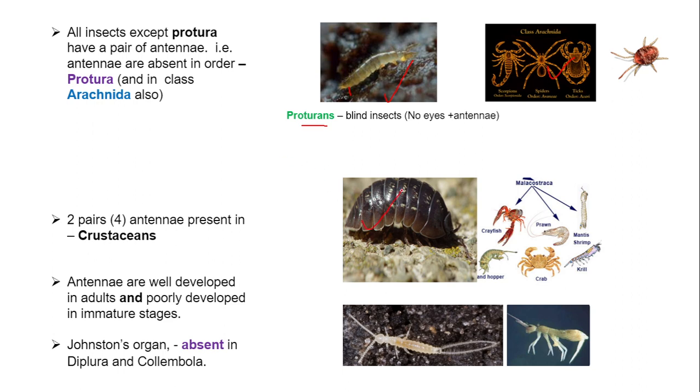Two pairs of antennae are present in crustaceans. Antennae are well developed in adults and poorly developed in immature stages. Johnston organs are absent in Thysanura and Collembola.